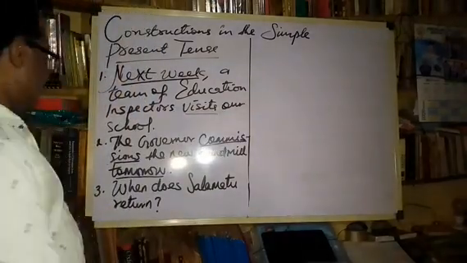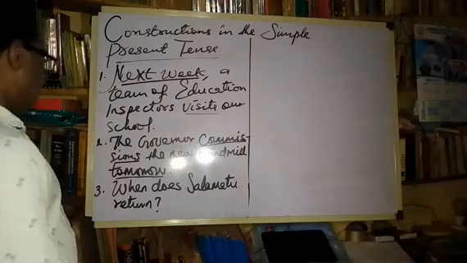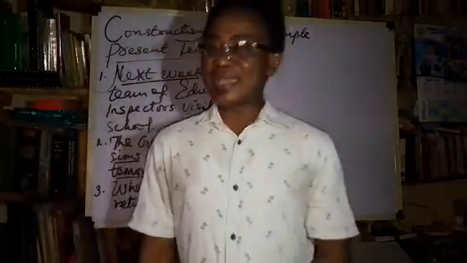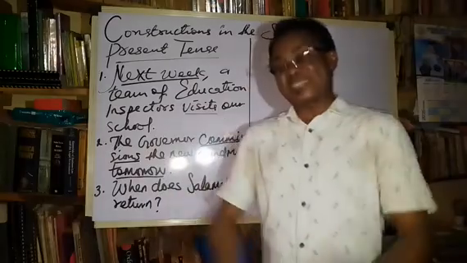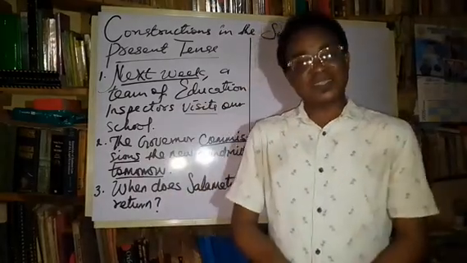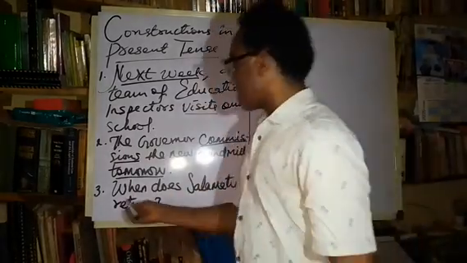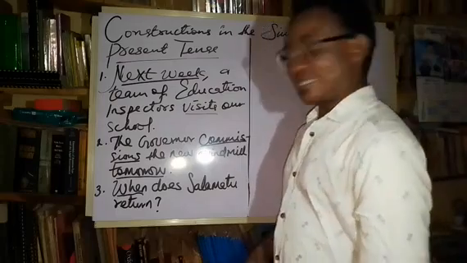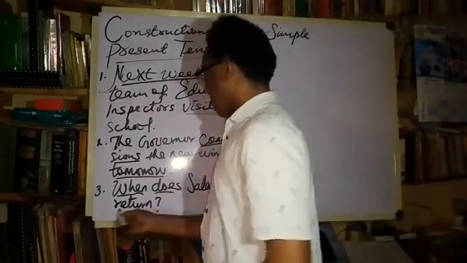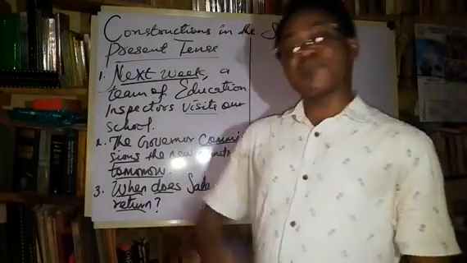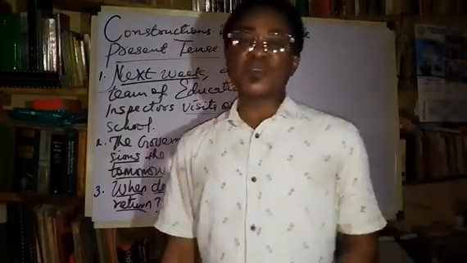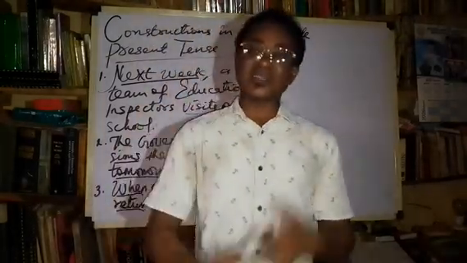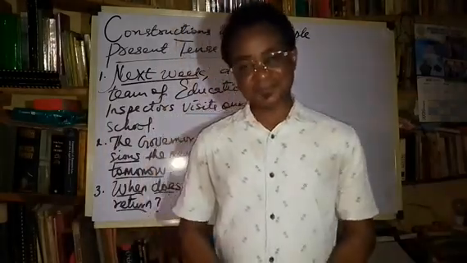Number 3 is a question. It says, when does Salamatu return? Compare that to when will Salamatu return, which is the normal way of expressing a simple future. But the adverbial when does Salamatu return makes the verb does return express a simple future tense. So the simple present tense can be used along with a time expression to express a future action.